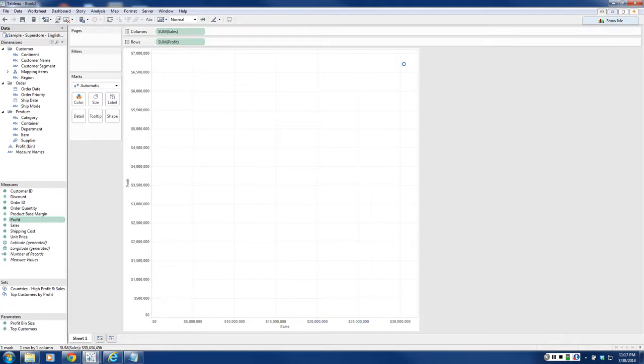So we need more data points, and what we will do quickly is two, three steps. First, in color, we will put region. So customer, and we have region here. We'll put it in color. By doing that, now we have 4 regions, and we are going to increase the data points from 1 to 4.